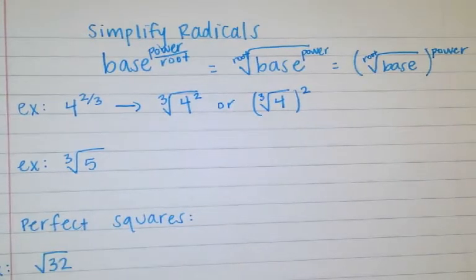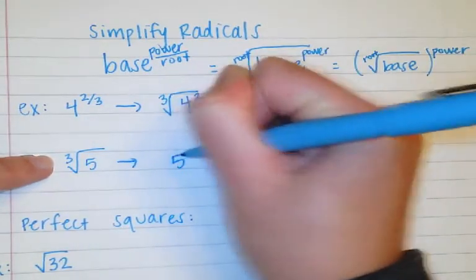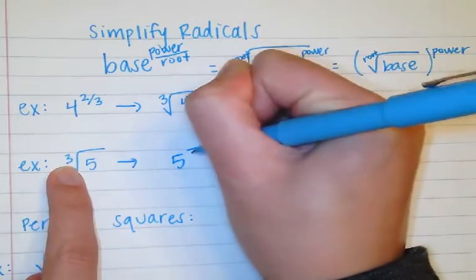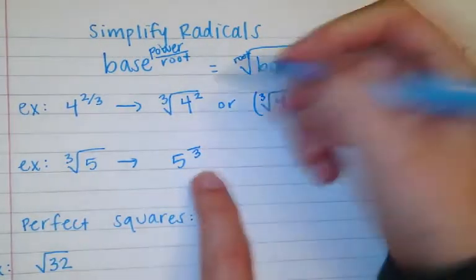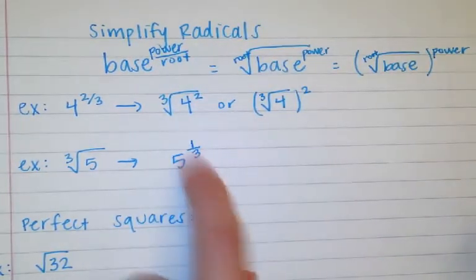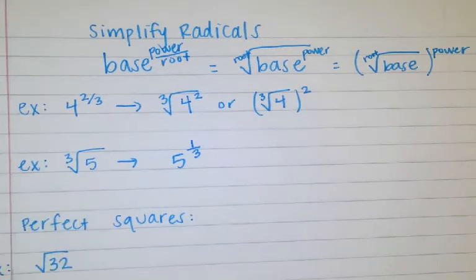Either way. If I give you one that's starting as a root, then I want you to write it as a fractional exponent. So 5 is the base. The root is 3. And then if I don't see a power, that would just be implied as a 1. So the 1/3 power and the cube root are actually the same. So that was all kind of day 1.